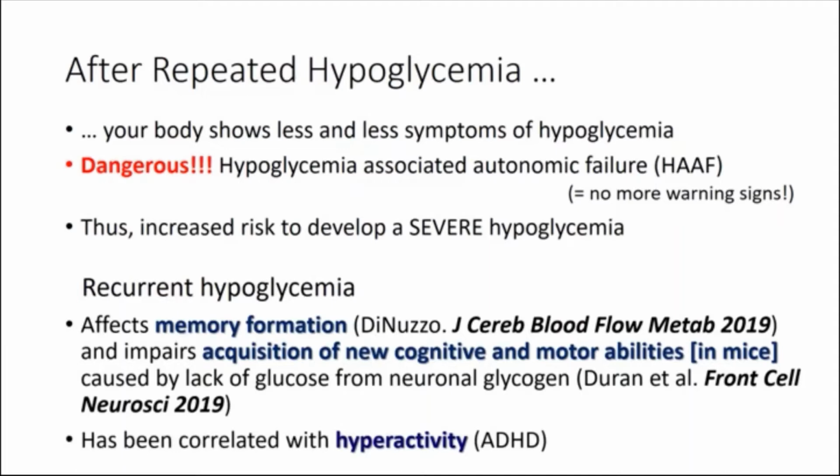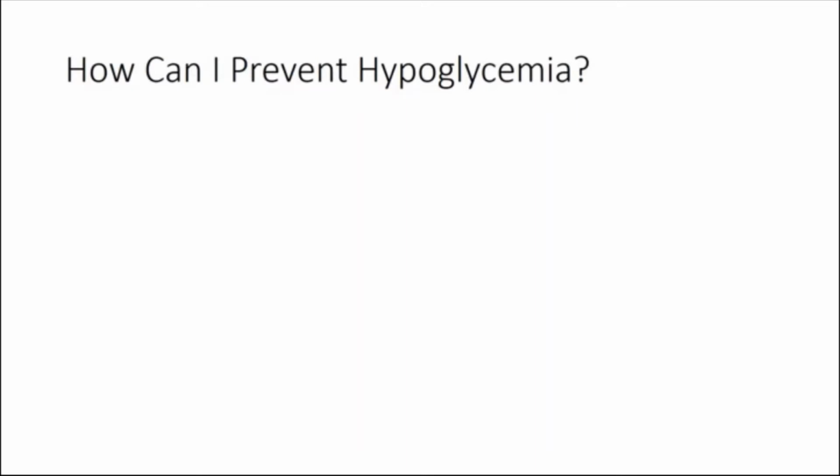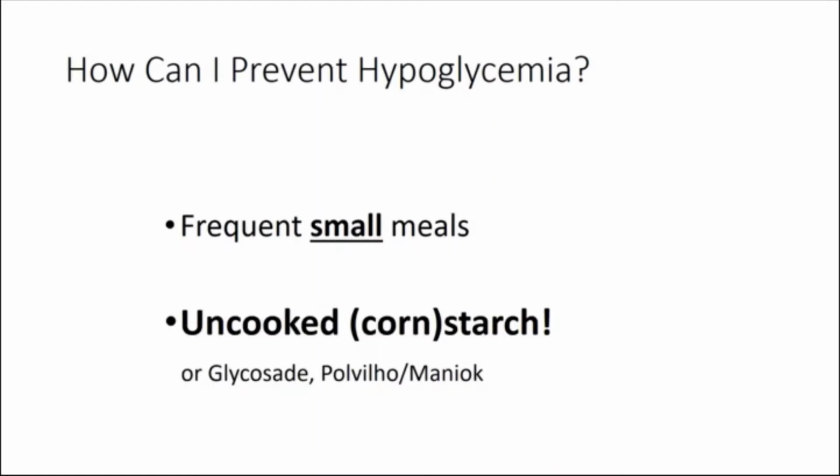Especially in type 9, we know that recurrent hypoglycemia is clearly correlated with hyperactivity. How can you prevent the hypoglycemia? That's an easy question. Everyone should know that. Frequent small meals and, very important, take your cornstarch or glycosade or manioc or whatever you have in your dietary schema.